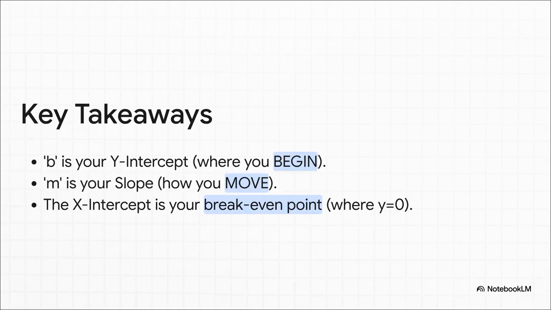So let's just lock in the key takeaways before we finish. Remember, B is your y-intercept, your fixed starting point. It is where you begin. M is your slope, your rate of change. It's how you move. And that x-intercept, that's your critical break-even point where your profit is exactly zero.